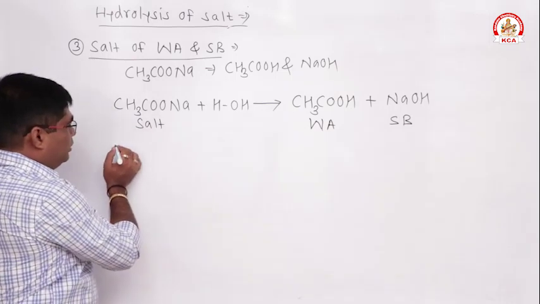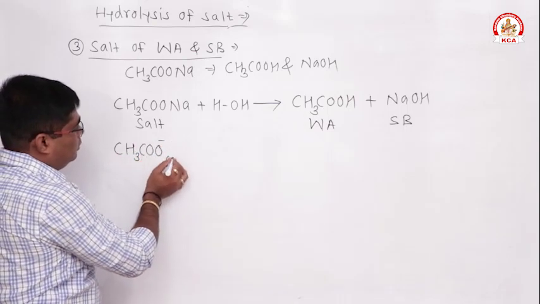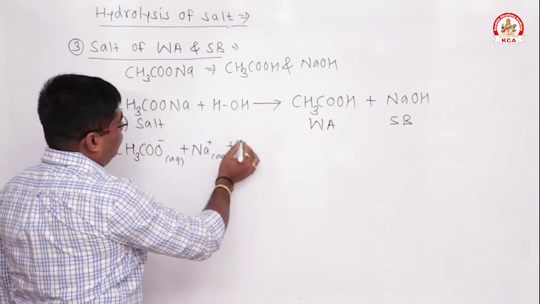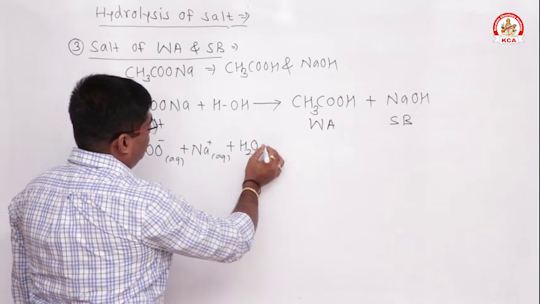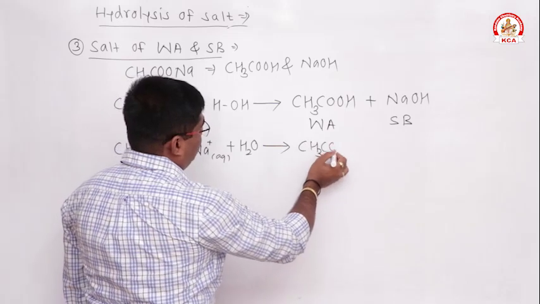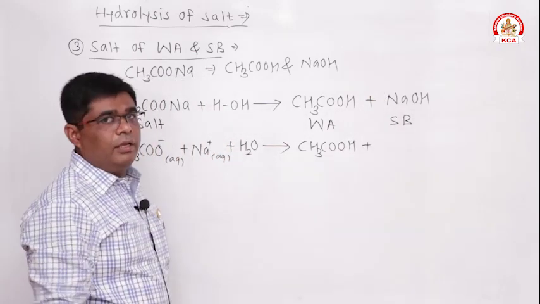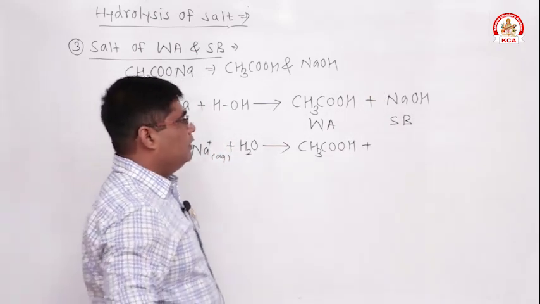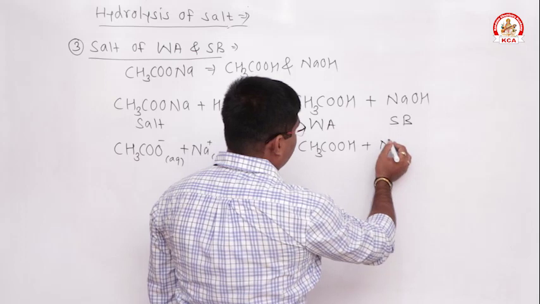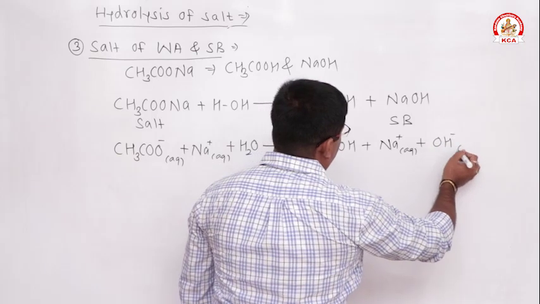Salt असल्यामुळे represent its dissociation. It dissociates completely into CH3COO minus and Na plus, aqueous. Water, H2O, is a weak electrolyte, keep as it is. Weak acid ionizes to a very small extent, also keep as it is. But this NaOH is a strong base. आणि त्यामुळे याचं डिसोसिएशन आपल्याला दाखवायला लागेल, because it undergoes complete ionization or dissociation. Na plus aqueous, OH minus aqueous.